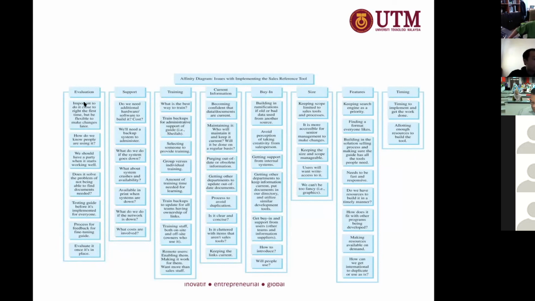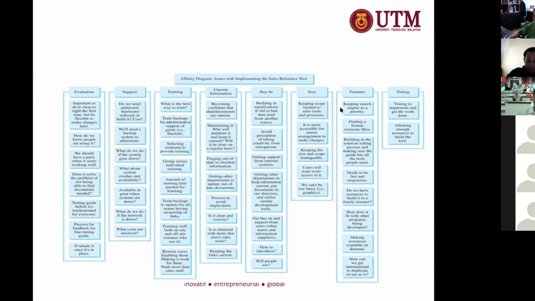For the evaluation, it is important to do it close to right the first time, but be flexible to make changes later. Training, for example: what is the best way to train? Training backup for administrative support of the guide. Selecting someone to provide training. These are the ideas given by the team.